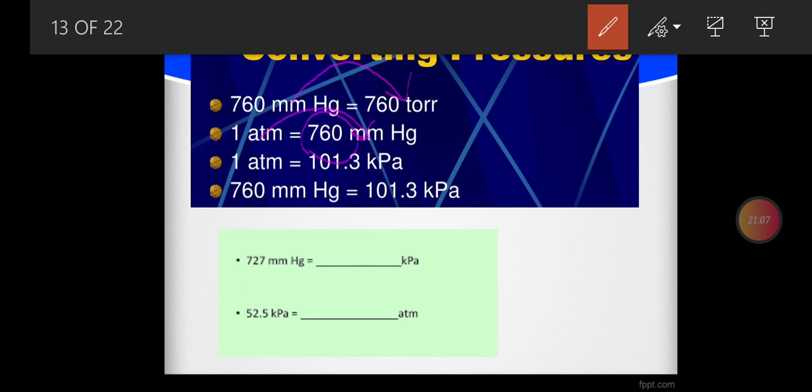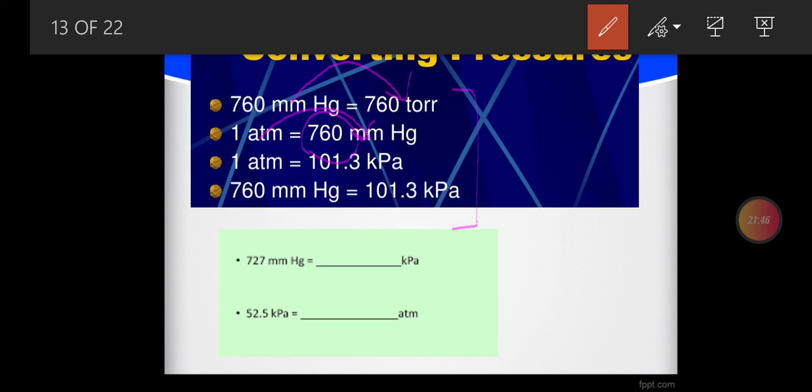Similarly, if we need to convert atm to kilopascals, we multiply by 101.325 kPa. So the conversion factor is 101.325, and mmHg and kPa are related by 760 mmHg equals 101.3 kPa. So you need to remember the relationships. It will be easy for you to follow the conversions then. Two questions are given in front of you for you to solve.